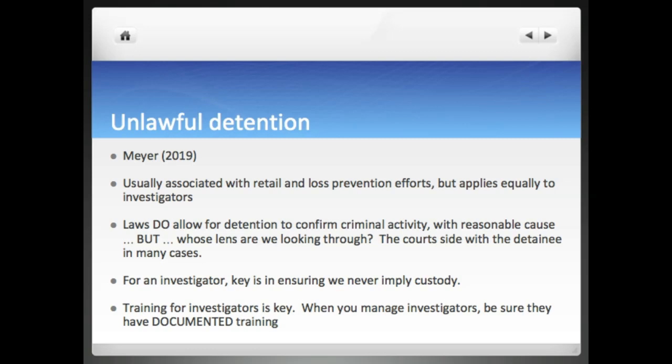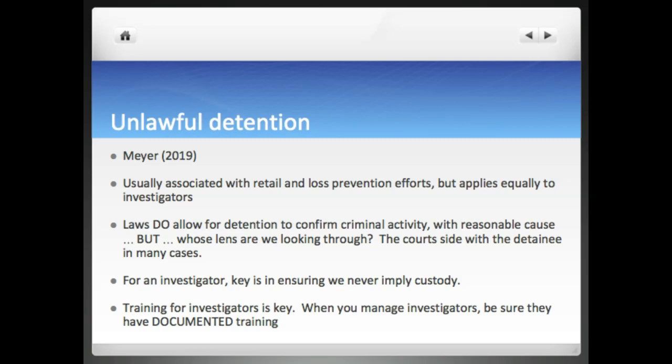But as an investigator, that part has already sailed. You've already got them to the point where you're bringing them in for the interview. You're calling them in. You can't imply that is indeed a custody. And as an investigator in the future, you may train other investigators. Make sure that they understand that training on detention is part of that, and that it is documented, that they understand they cannot imply custody in an interview.